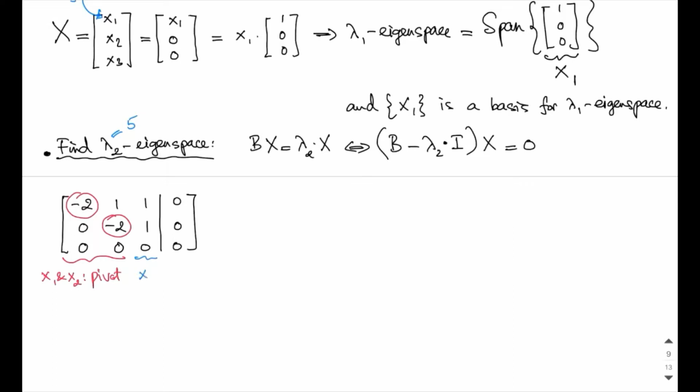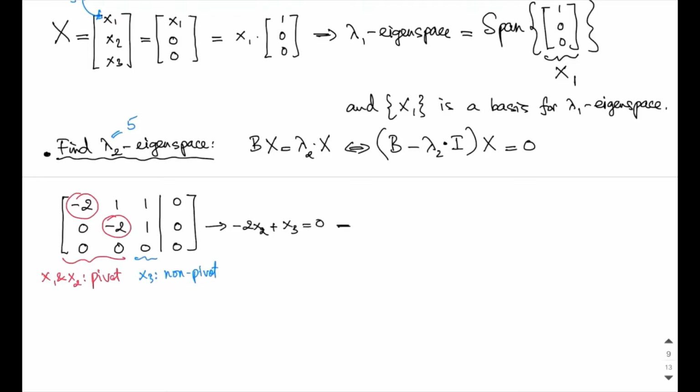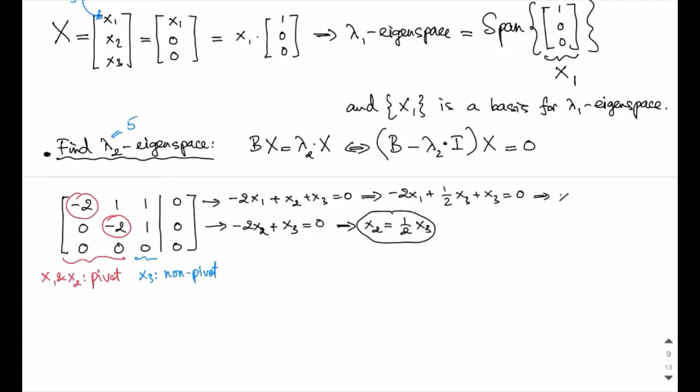And x3 is non-pivot. So this implies that negative 2x2 plus x3 is 0. In other words, you would have x2 equals 1/2 x3. The first equation gives you negative 2x1 plus x2 plus x3 equals 0. And with x2 found to be 1/2 of x3, this implies that negative 2x1 plus 1/2 of x3 plus x3 is 0. And simple computation will give you x1 equals 3 over 4 x3.